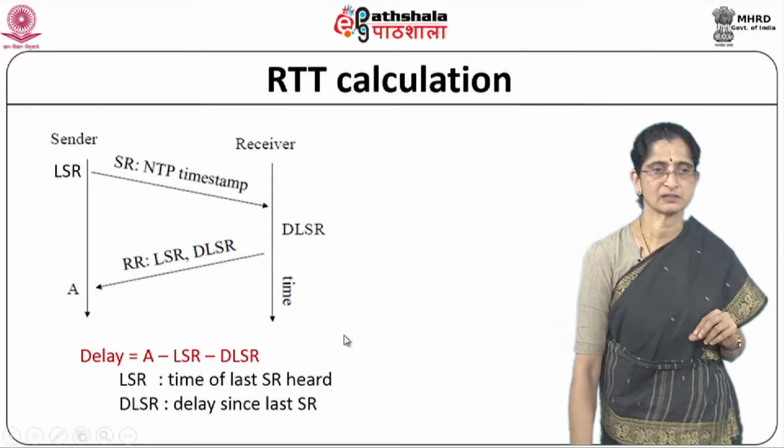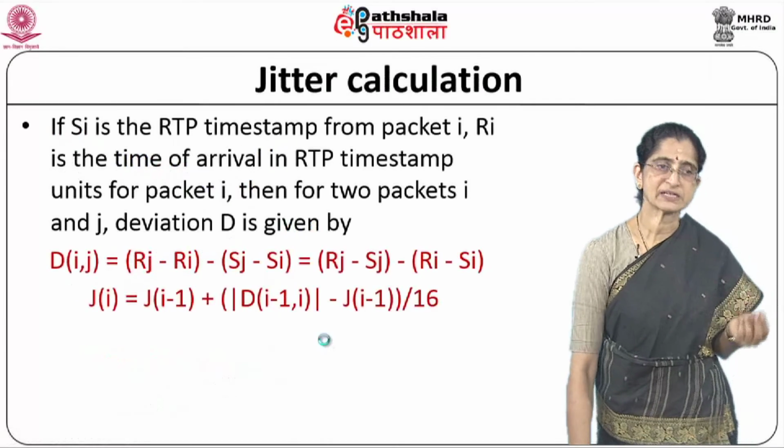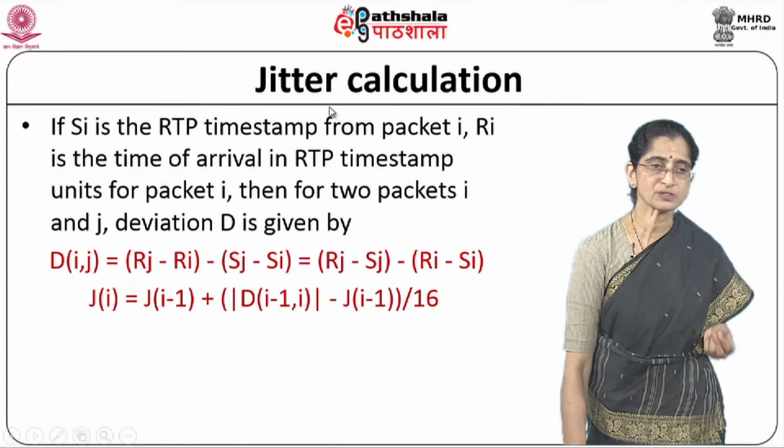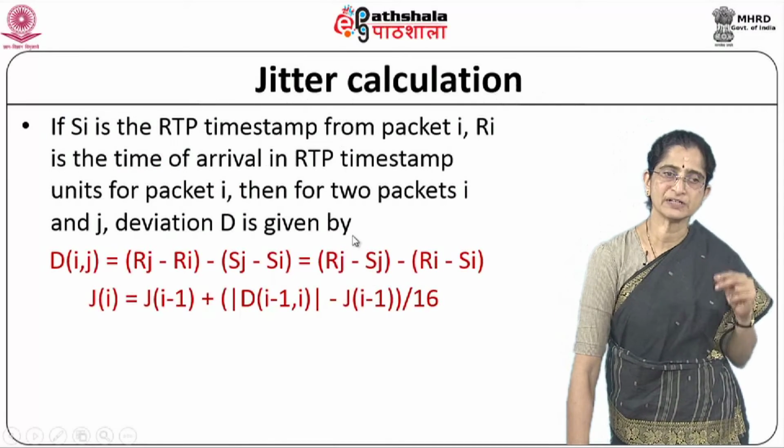Okay. This is one simple parameter calculation that we talked about. Similarly, we said that the inter-arrival jitter is reported. So how is this jitter calculation done? Again this is done with the help of the timestamps that we have.